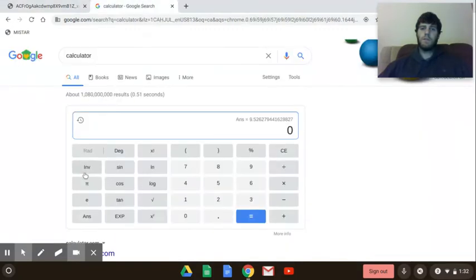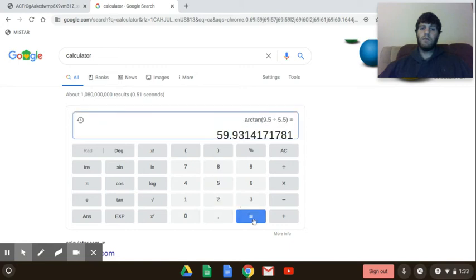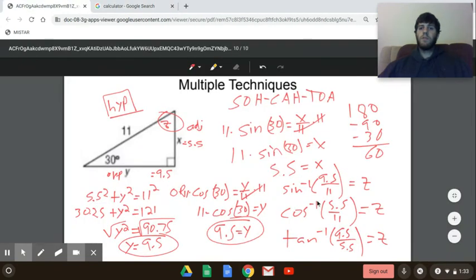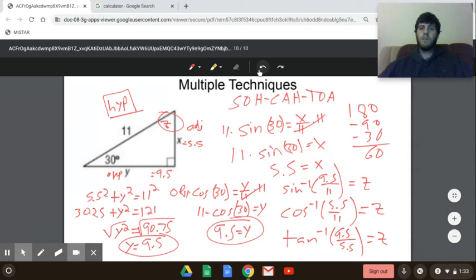Inverse sine of 9.5 divided by 11, we get 59.7. There's a little bit of a rounding issue, but 59.7 is close enough to 60. It's always an issue when you round. Inverse cosine of 5.5 divided by 11, 60. Inverse tangent of 9.5 divided by 5.5, 60. So if you do it any of these three ways, or four ways, you could have used the inverse trig, or you could have just used the triangle sum theorem.